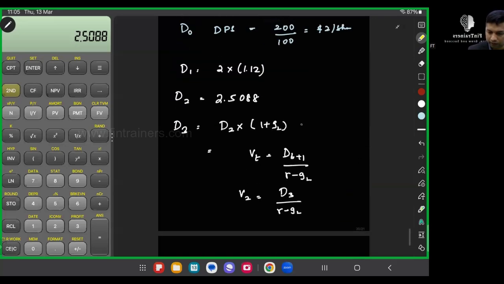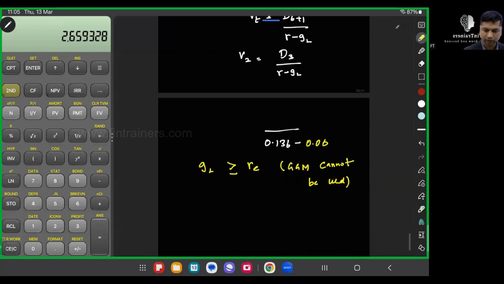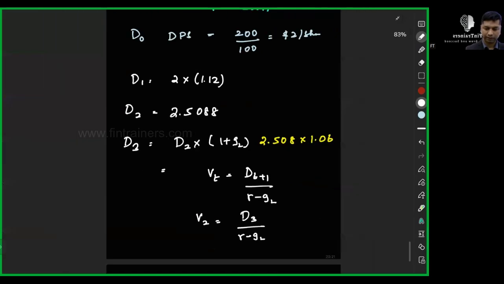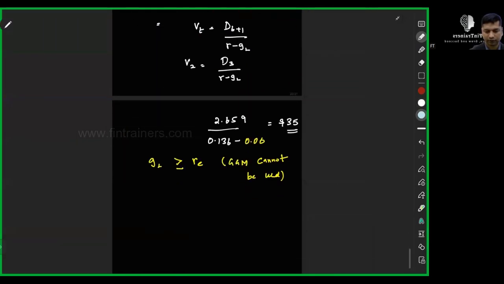Okay. So now D3 is 2.506508 multiplied by 1.06. Store it in one more memory slot. Now this divided by R minus G, and that will give you the second year share price. And that comes to $35 roughly. I'll let you calculate the final steps. So discount it to today's value: your D1, you discounted PV of D1 plus your D2 plus your V2, discount that as well.